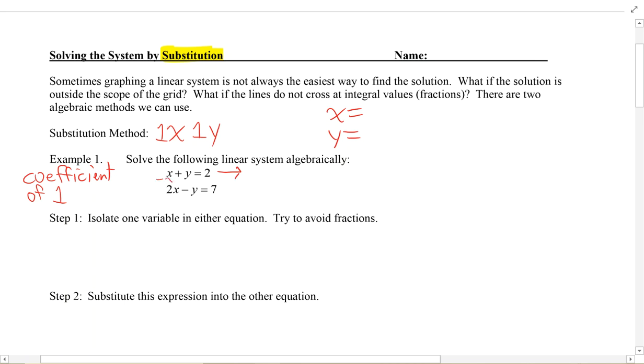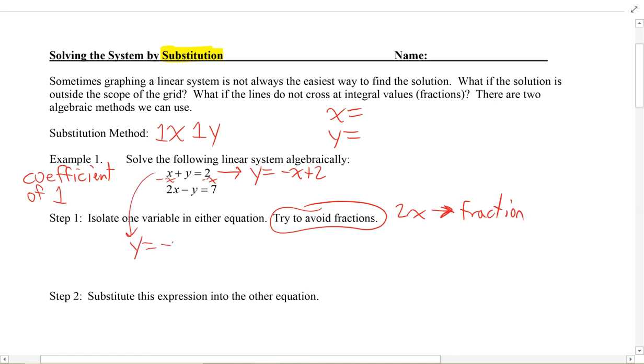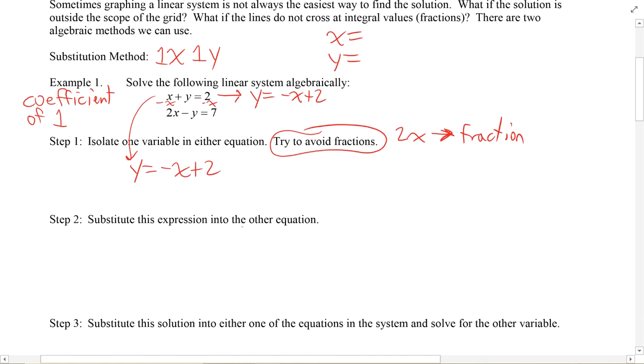All we have to do is minus x from both sides, and so you get y equals negative x plus 2. Try to avoid fractions. That's why we didn't want to work with the 2x. That would have given us a fraction. So the first equation turns into y equals negative x plus 2. What we're going to do then is substitute this into the other equation, the one that we didn't change: 2x minus y equals 7.